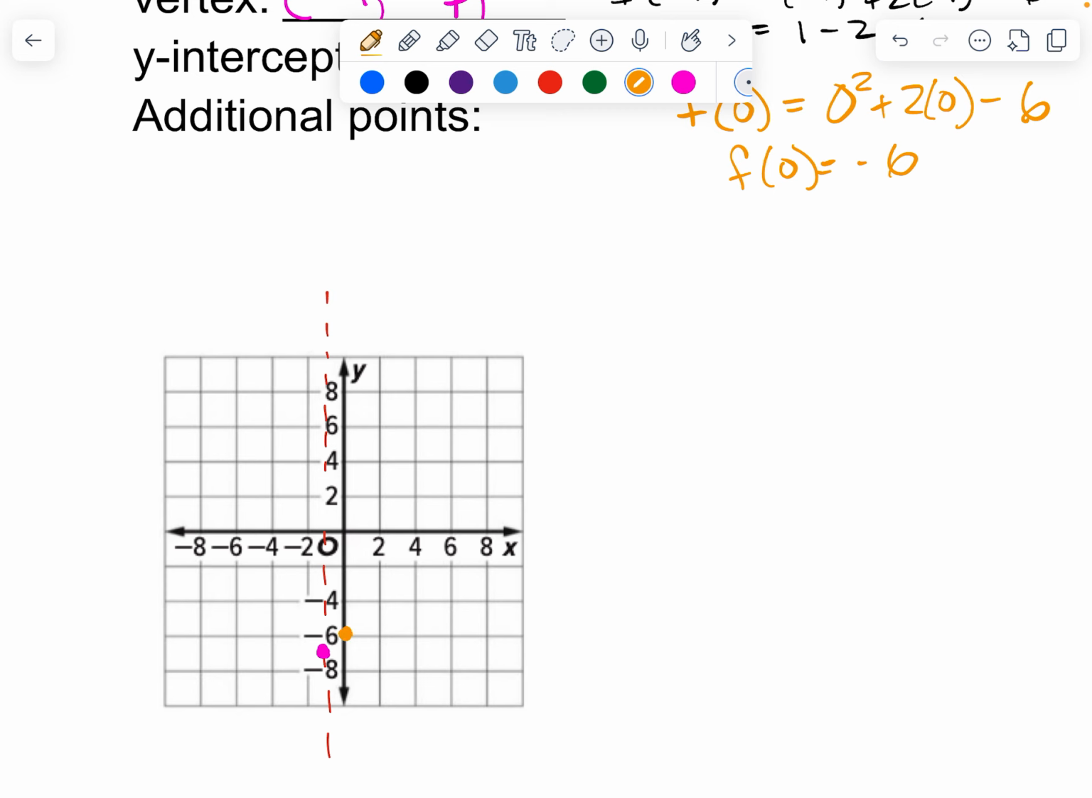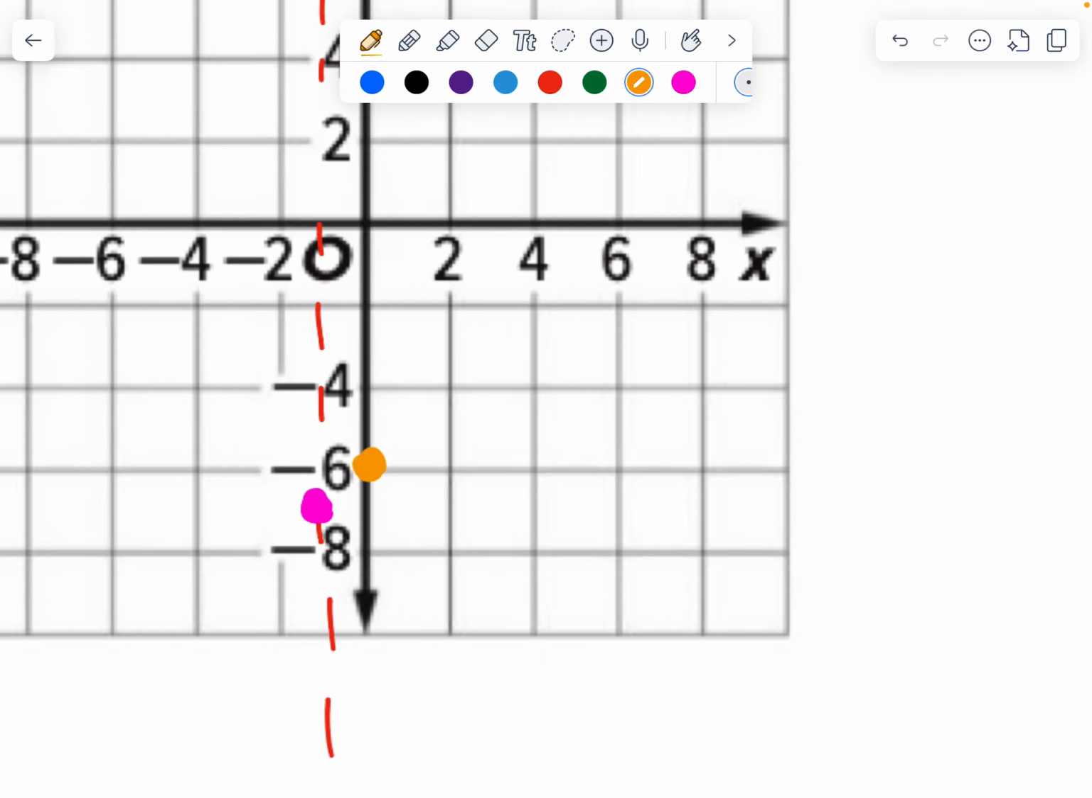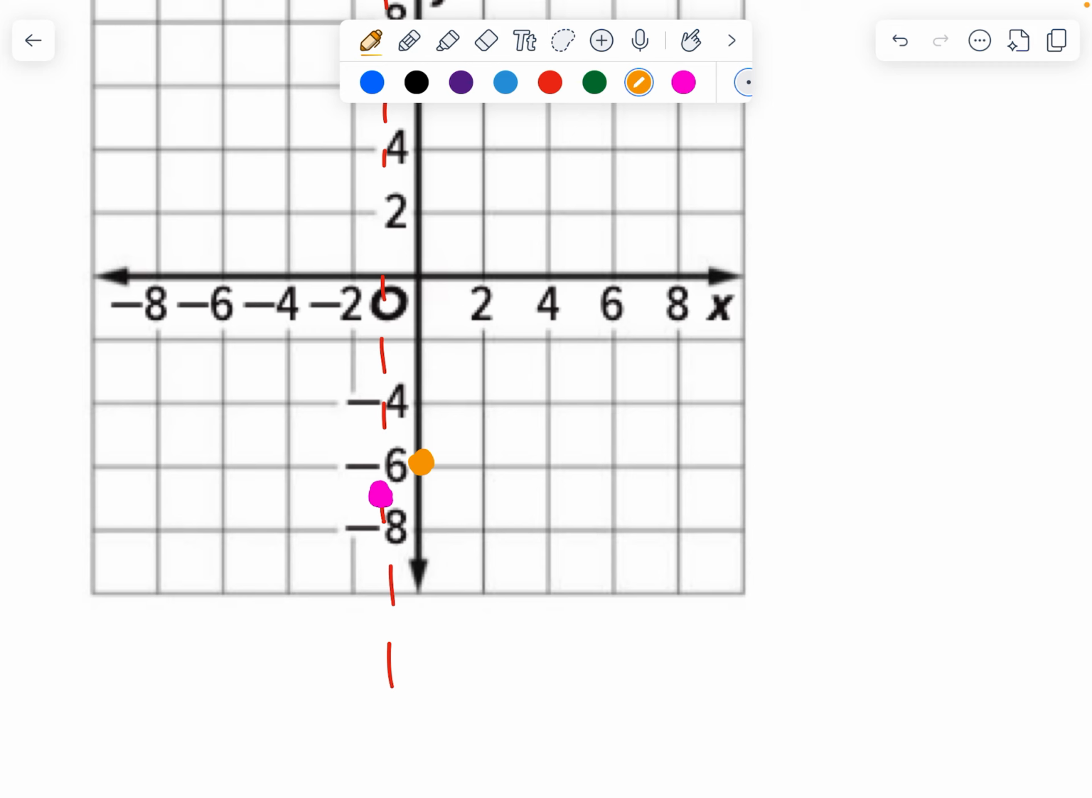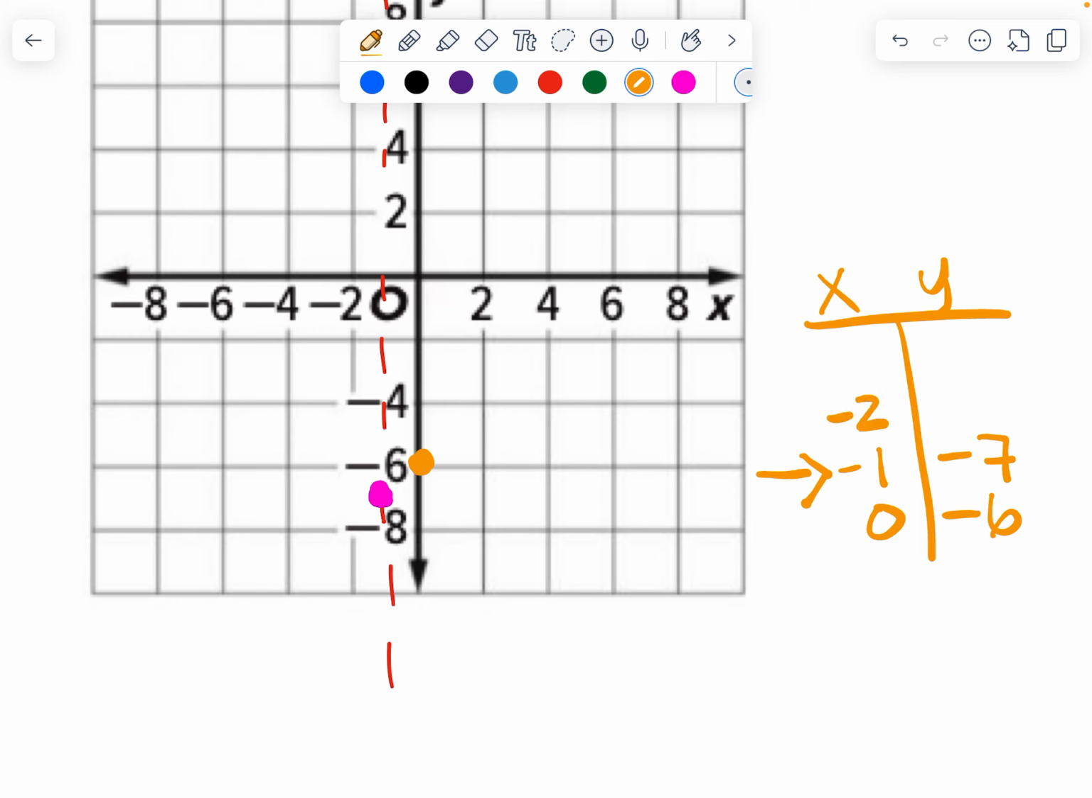Okay, now, this is the line of symmetry. So if I have 0, -6, I have the point -1, -7, I have the point 0, -6. So this is the in between. Whatever's above and below, they have to be the same numbers. So -2, that means that this is also -6.